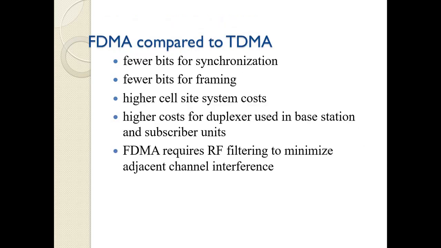Then, FDMA compared to TDMA: fewer bits are needed for synchronization, fewer bits needed for framing, the cell site system cost is somewhat high, and there is a high cost for the duplexer since we are making simultaneous communication. Then FDMA requires RF filtering to minimize adjacent channel interference.